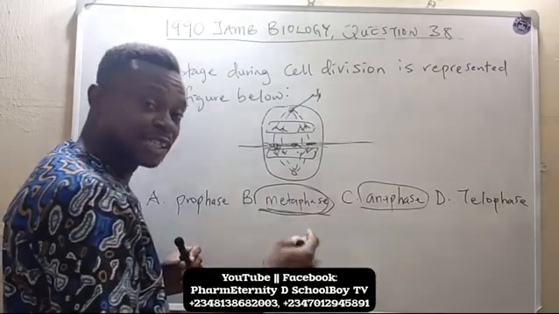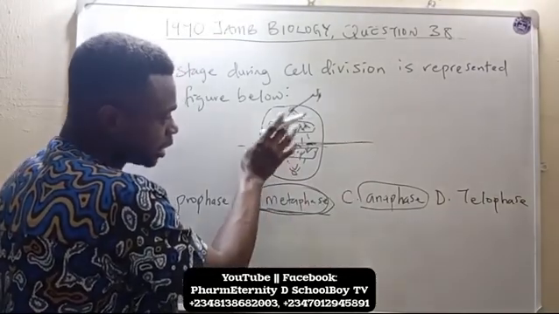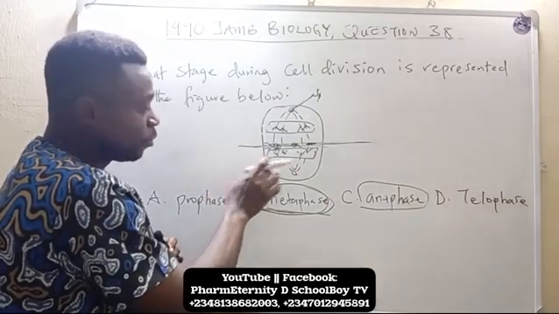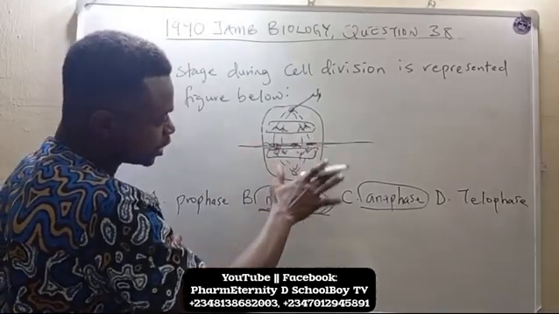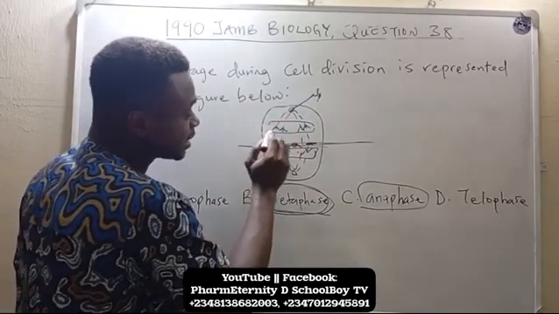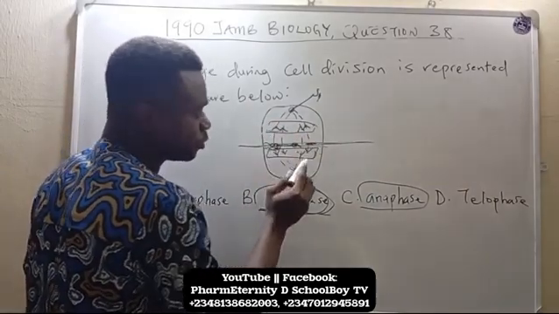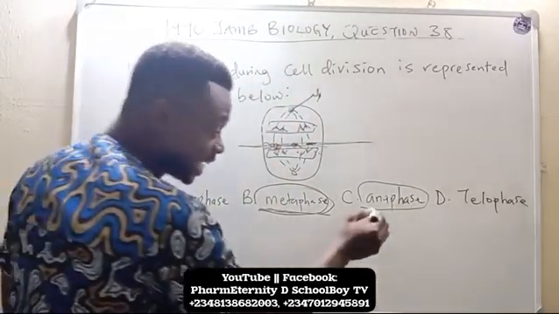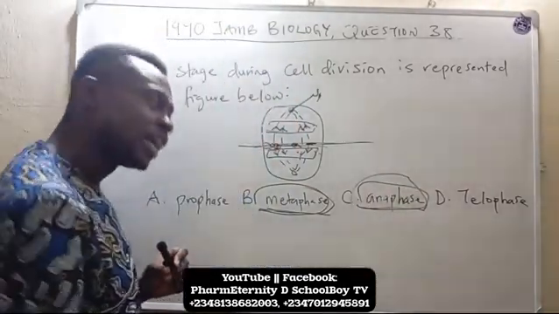So from our description, anaphase talks about what happens in this diagram. This diagram shows the chromosomes at this point, where they have separated and are moving towards the opposite pole. So the answer is anaphase. But let's look at telophase.